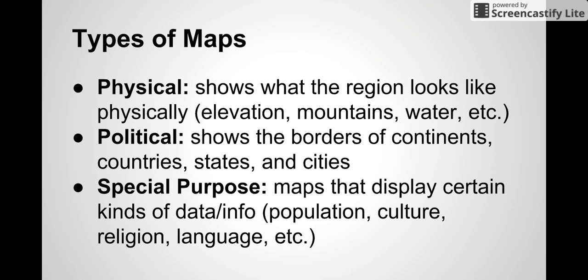And the third one is very general. It's called Special Purpose Map. This is basically all the other maps. There's tons of these special purpose maps out there. And a special purpose map is one that shows certain kinds of information or data. Could be a population map, culture, religion, language map.